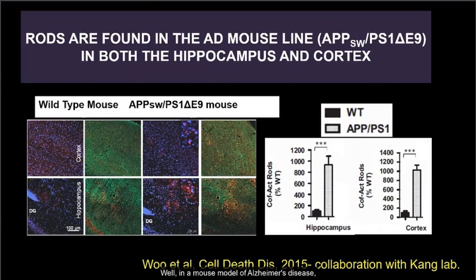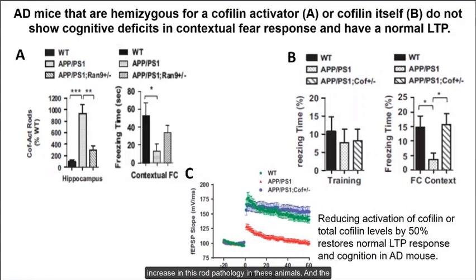Well, in a mouse model of Alzheimer's disease, David Kang's lab has shown that indeed you get rod formation if you're looking at the hippocampus or the cortex. In the control and in the Alzheimer mouse, there's a lot more of these red blobs, which represent rods, and we quantified them here. There's about a 10-fold increase in this rod pathology in these animals.